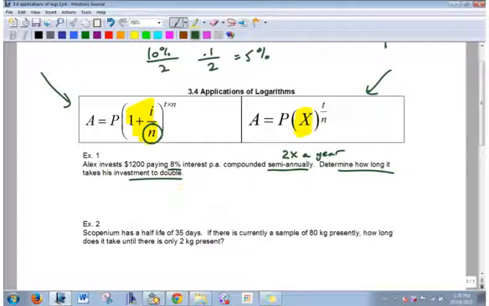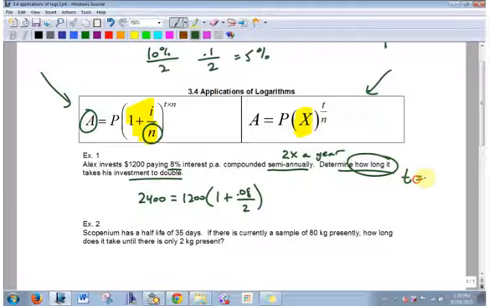Meaning what? I put in 1,200 and I want it to get to 2,400 at some point in the future. 1 plus i, where i is 8%. I want that as a decimal. 2 times a year. So that's like 4% every 6 months, but it's compounded. t times n. How long? What am I solving for? I don't know what t is. Times 2. t2. 2t. Whatever you like. Same thing, right?